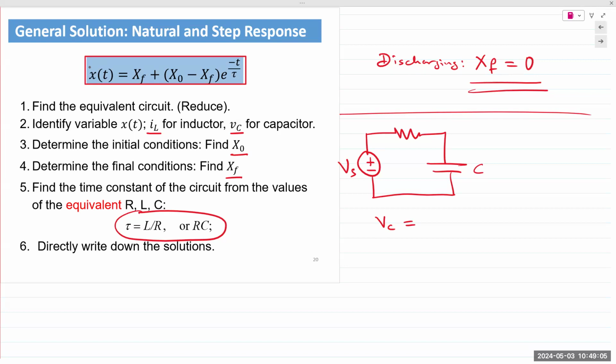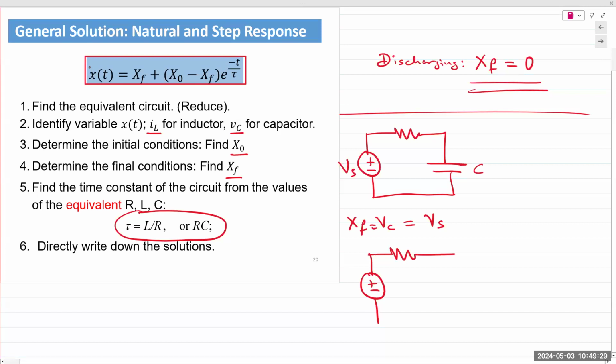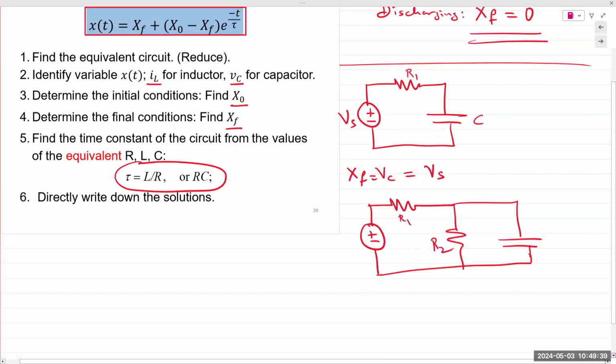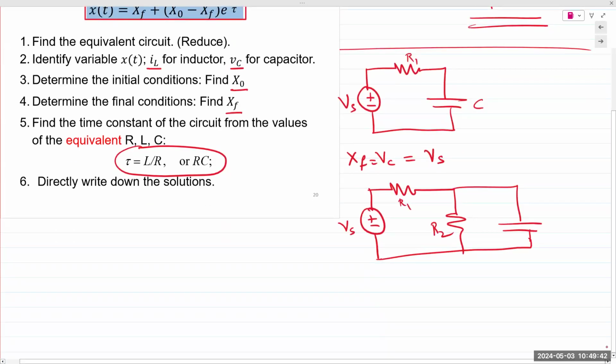Vs, right? Eventually, that capacitor will reach full charge, Vs, and behave like an open circuit. So your final value in this case, XF, would be the capacitor voltage, which would equal the source voltage, Vs. But what if, so this is R1, and there is another resistor R2. Now, what is the value of the voltage across that capacitor?